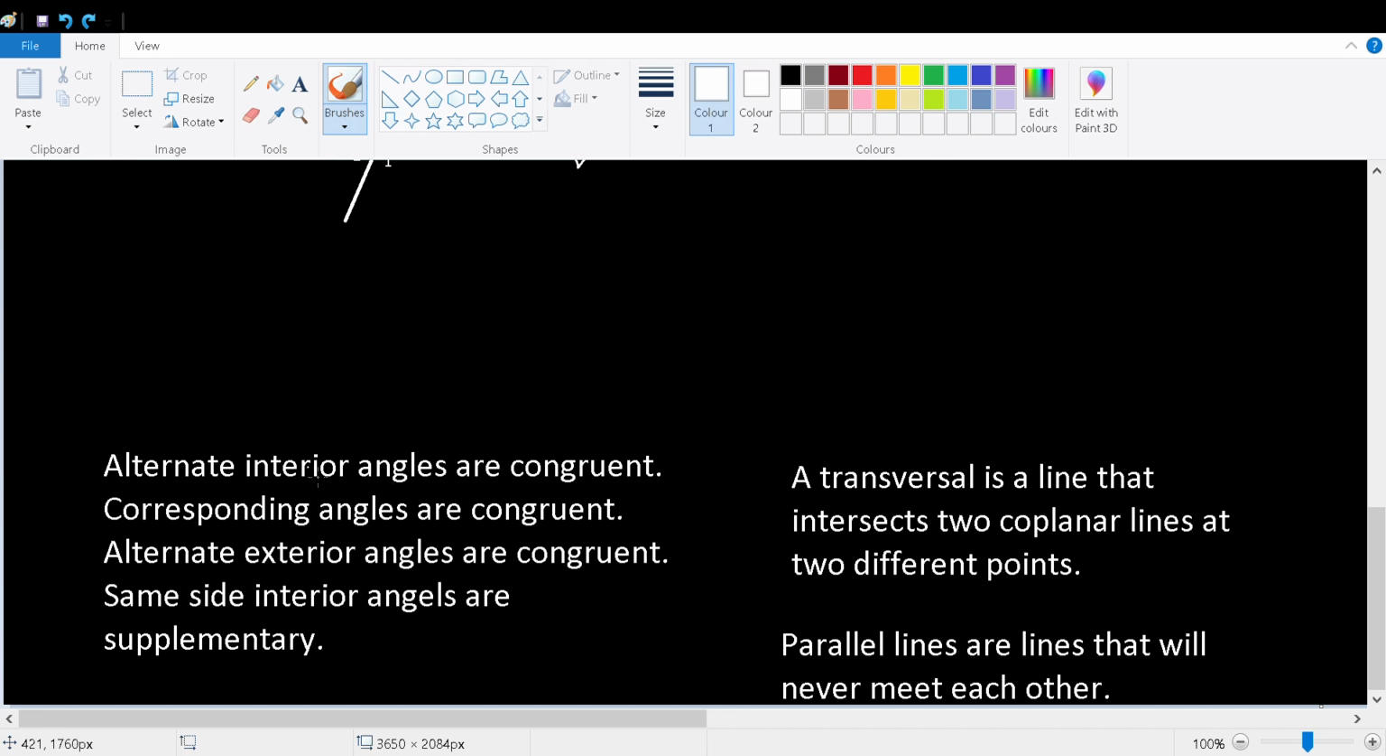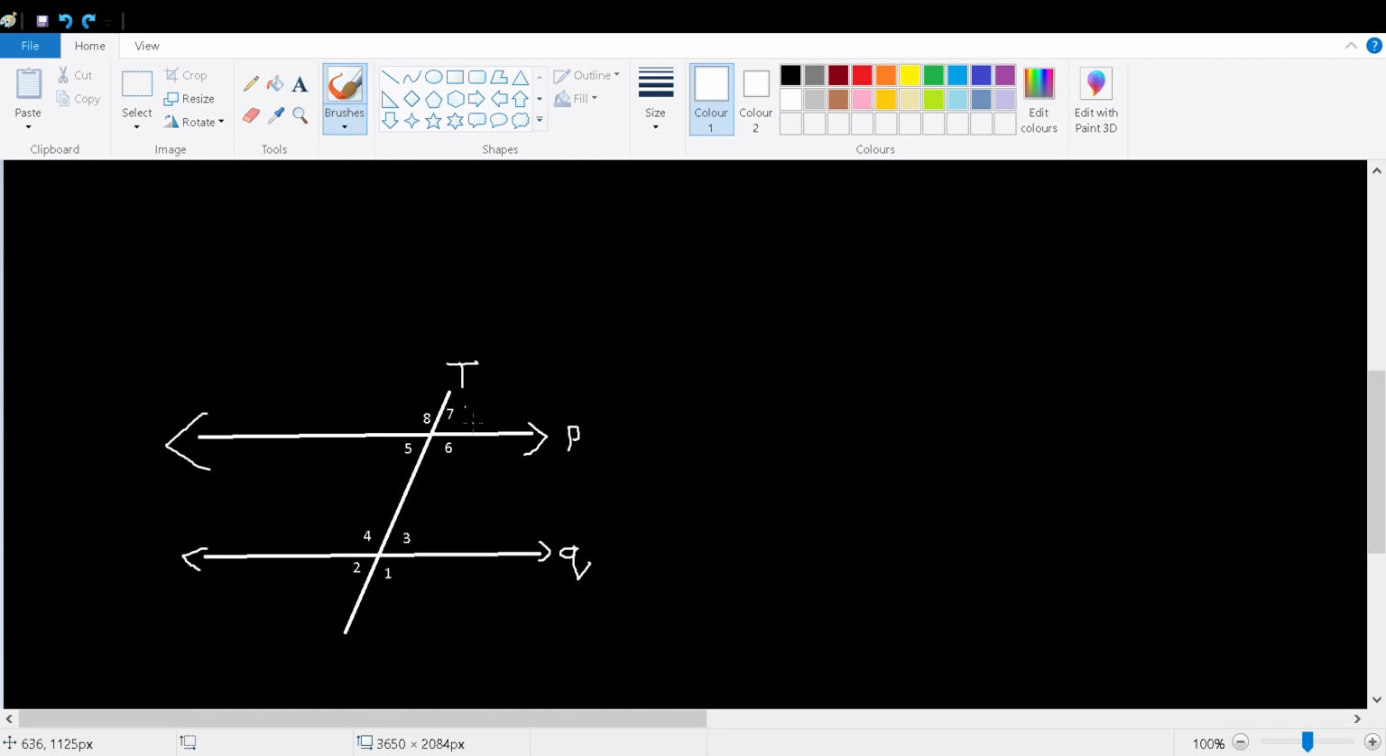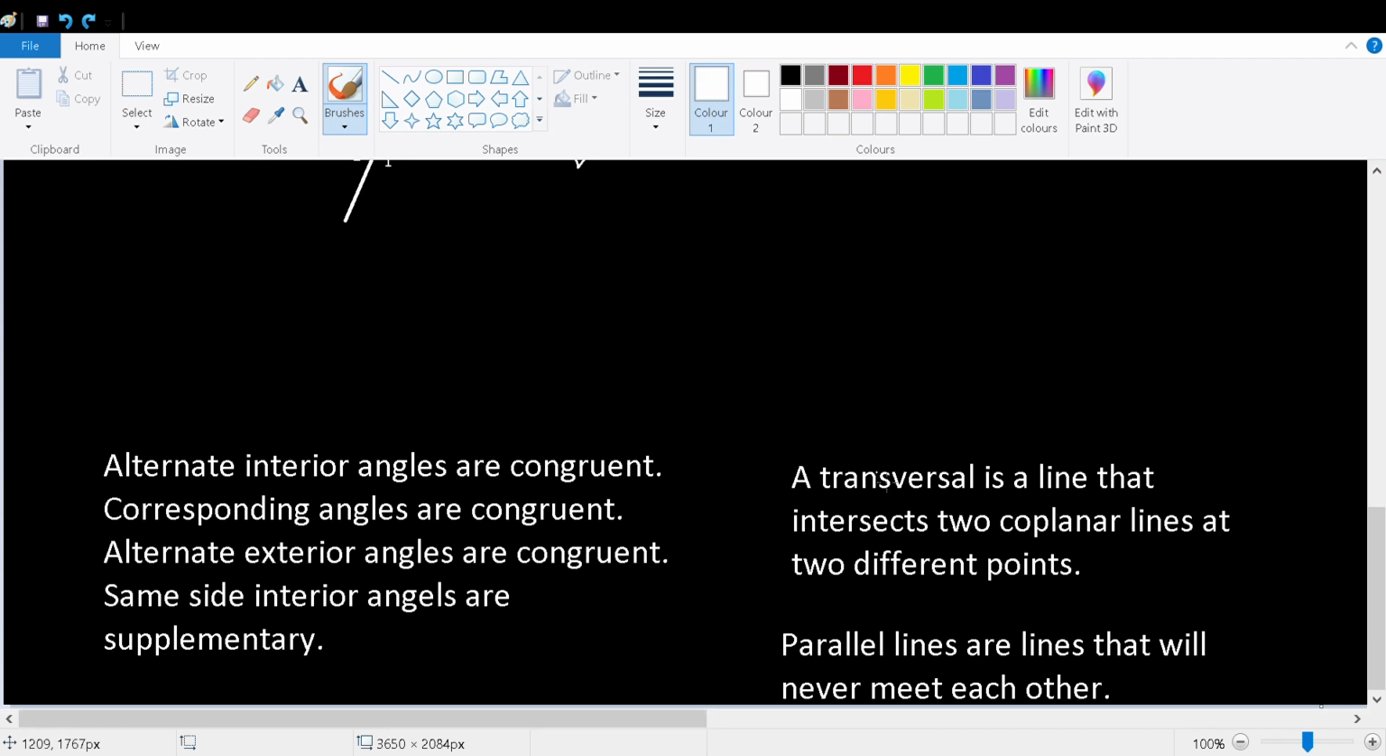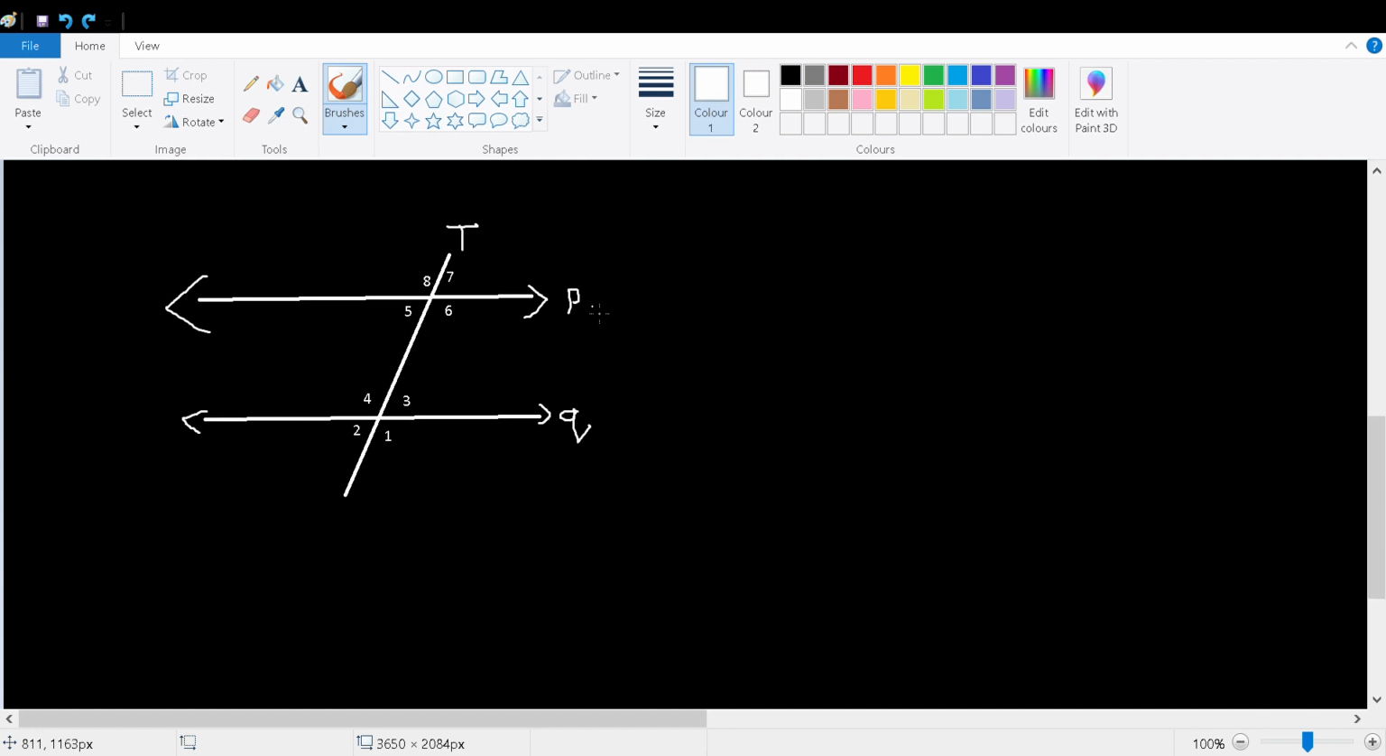Same side interior angles are supplementary. They lie on the same side of the transversal and between the intersected lines. Corresponding angles are congruent, and they lie on the same side of the transversal and on the same side of the intersected lines. And the two last ones: the transversal line, line T, and PQ are the parallel lines. A transversal line is a line that intersects two coplanar lines at two different points. And to sum up parallel lines, they're lines that will never meet each other.